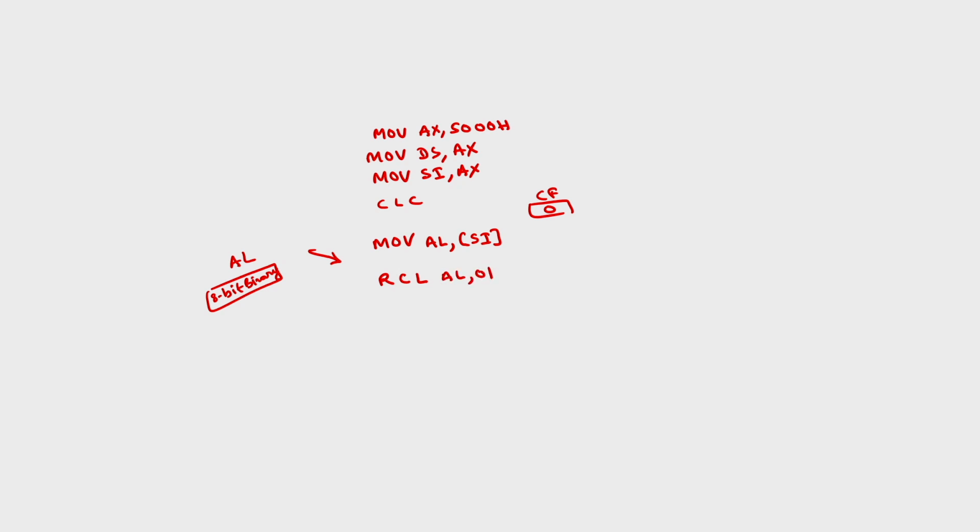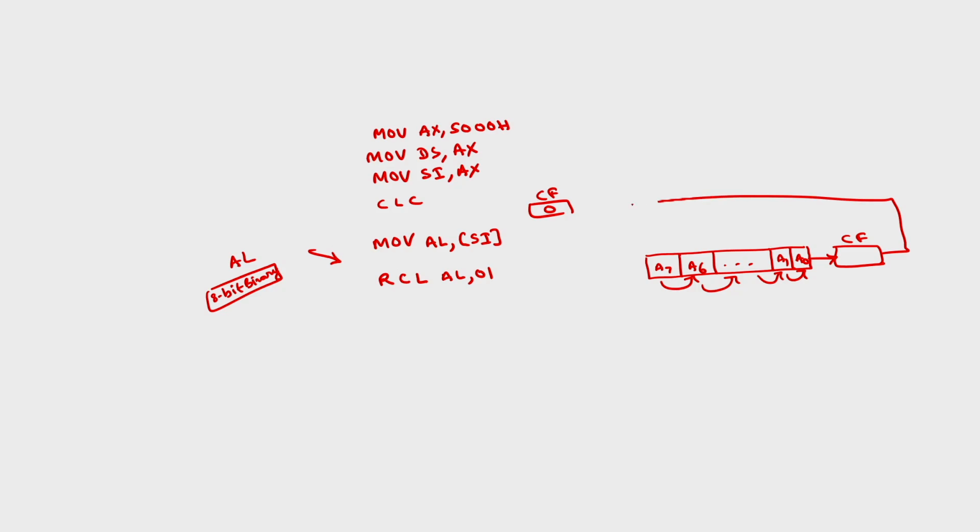RCL AL comma 01. So what happens is, these 8 bits, this is A7, A6, and so on up to A1, A0, and here the carry flag will be there. So this will rotate here, this will go here, this will go here, and this will go to carry, and carry will go to this one. As a result, whatever the carry flag status is will come to the MSB bit. Okay, because here I have cleared the carry.